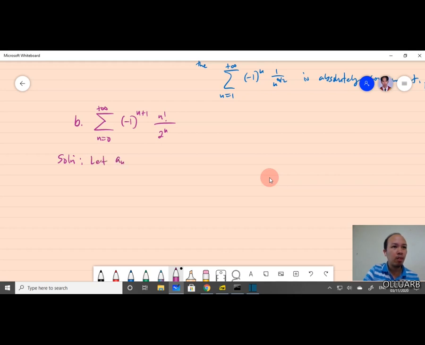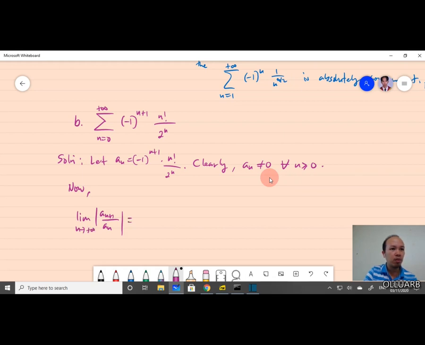Let a sub n be equal to negative 1 to the n plus 1 times n factorial over 2 to the n. Clearly, a sub n is non-negative for all n greater than or equal to 0. Let's try to evaluate the limit of a sub n plus 1 over a sub n as n approaches positive infinity.